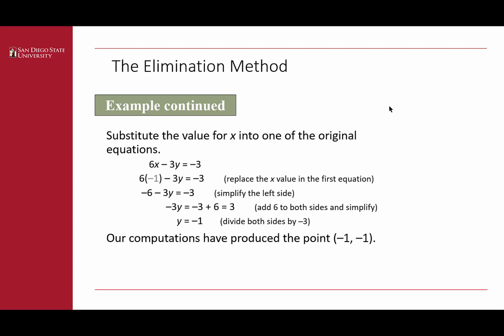6x minus 3y equals minus 3. Now if we take this equation and put minus 1 instead of x, we will get minus 6 minus 3y equals minus 3. And here, by solving this equation, we will get y equals minus 1. So our computations have produced the point (minus 1, minus 1).